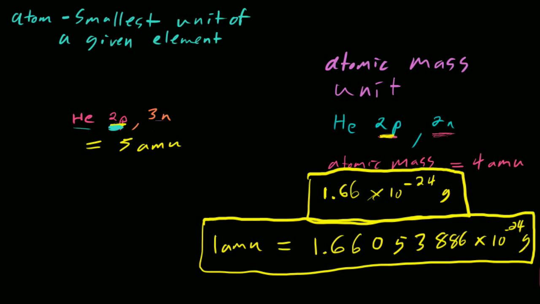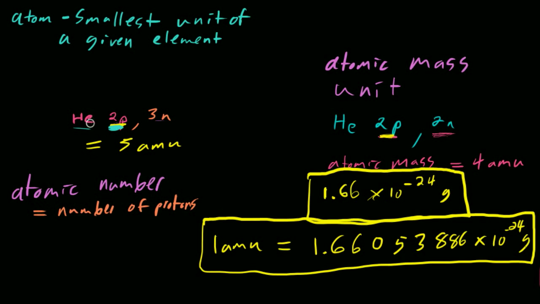This is another thing that we're going to define, which is the atomic number. And the atomic number is very straightforward. It's just the number of protons. So helium's atomic number is 2 because it's just the number of protons.